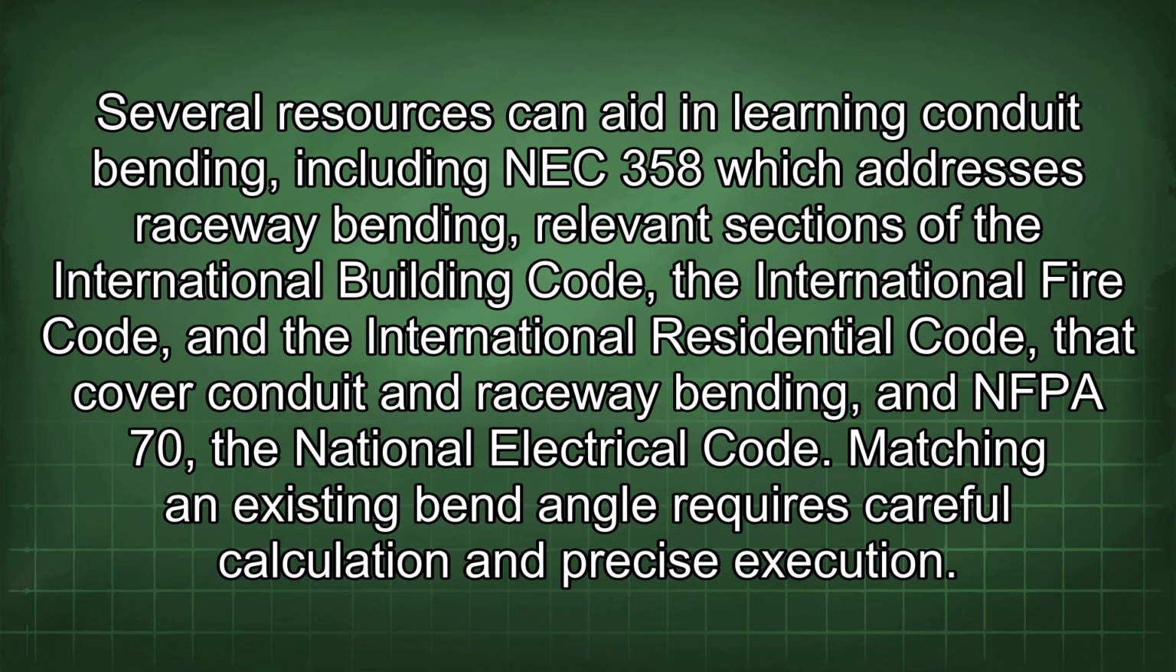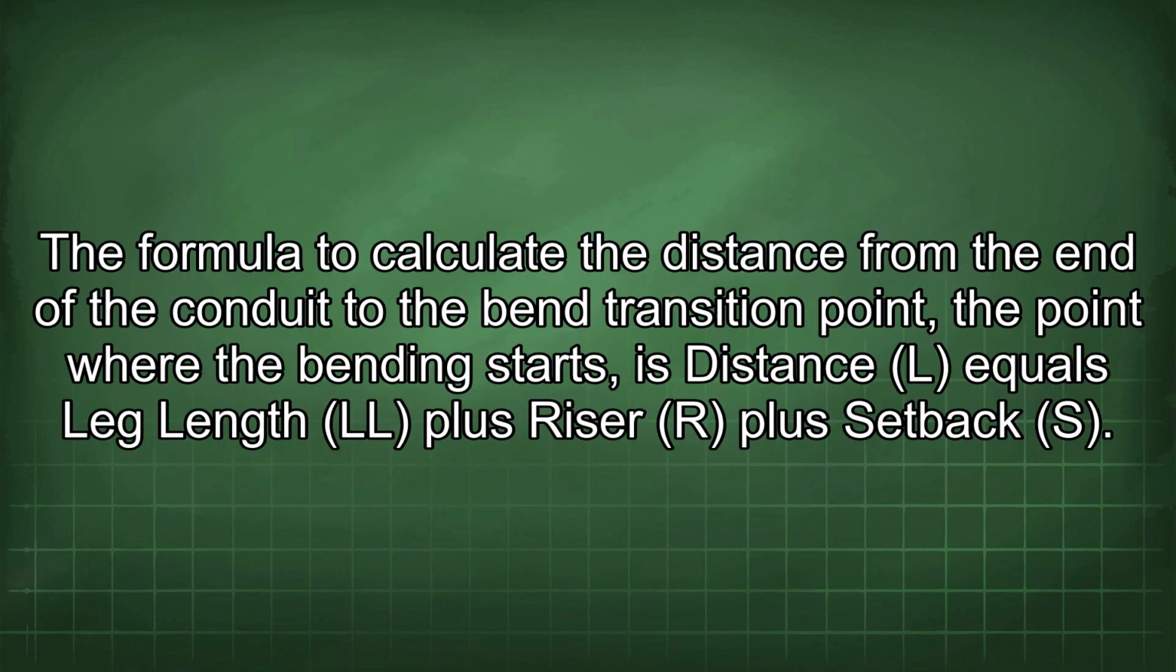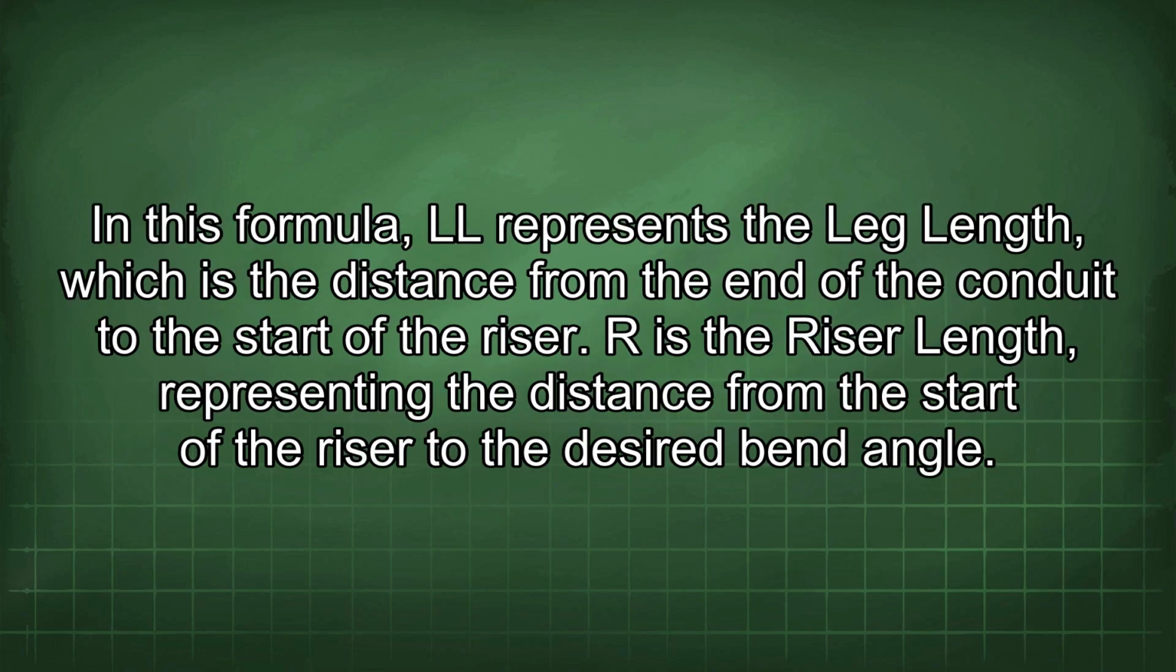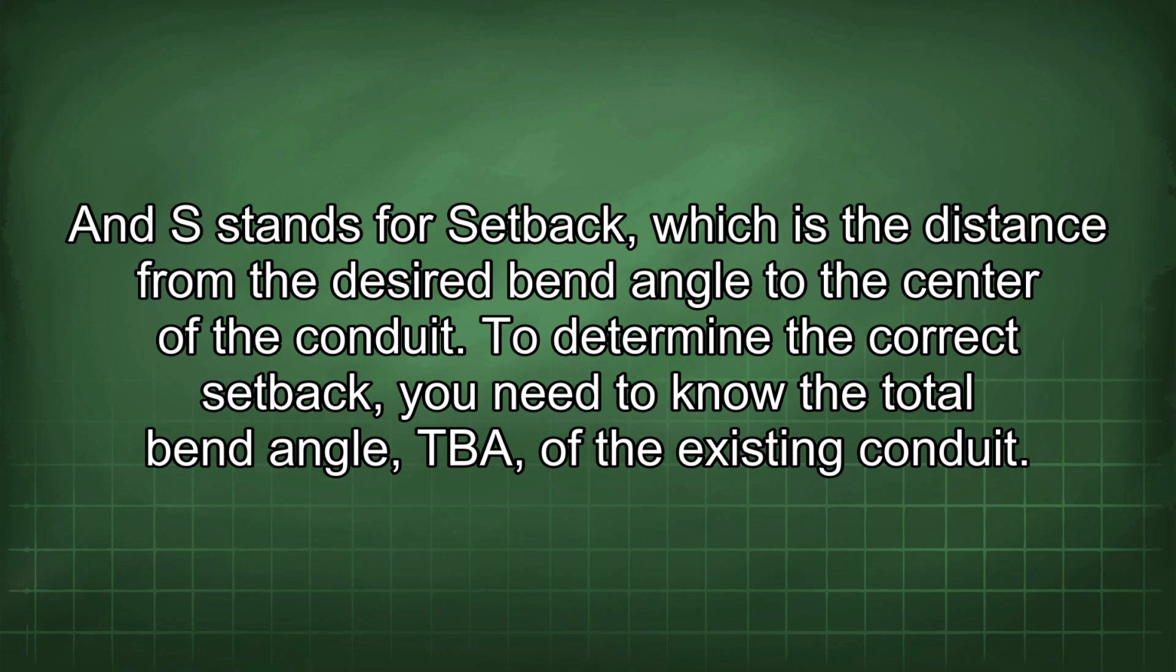Matching an existing bend angle requires careful calculation and precise execution. The formula to calculate the distance from the end of the conduit to the bend transition point, the point where the bending starts, is distance L equals leg length LL plus riser R plus setback S. In this formula, LL represents the leg length, which is the distance from the end of the conduit to the start of the riser. R is the riser length, representing the distance from the start of the riser to the desired bend angle.